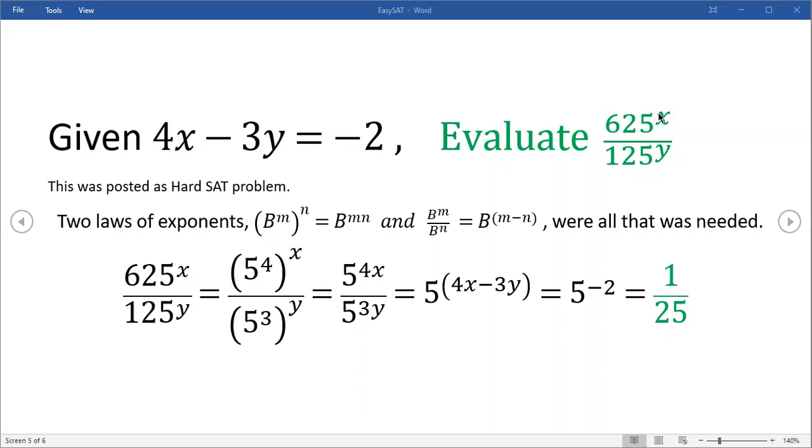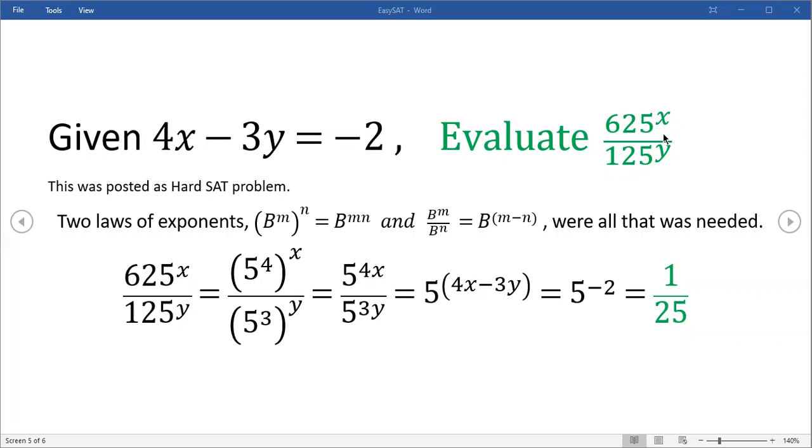Notice that if x and y were equal to 1, this would evaluate to 5, which it's tempting to do. But x equals 1, y equals 1 is not a solution. If you put x equals 1 right here, you get 4. If you put y equals 1 right here, you get 4 minus 3, which is equal to 1. So x equals y equals 1 is not a solution, which would lead to a simplified result right here.